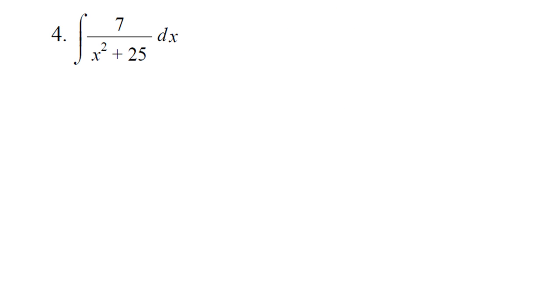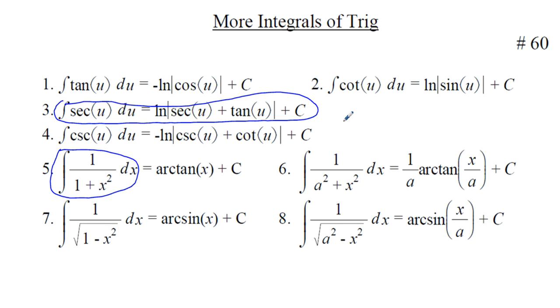Okay, next, problem 4. We have a similar type of format, but instead we're going to use this number 6 here to the right, because instead of having just 1 plus x squared in the denominator, we have a squared plus x squared. So let's go ahead and look at this. We're going to get 1 over a times the arctangent of x over a plus c. So let's work this out.